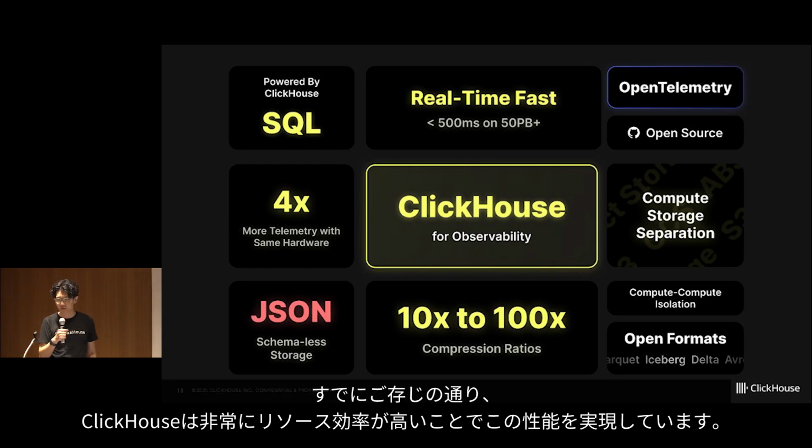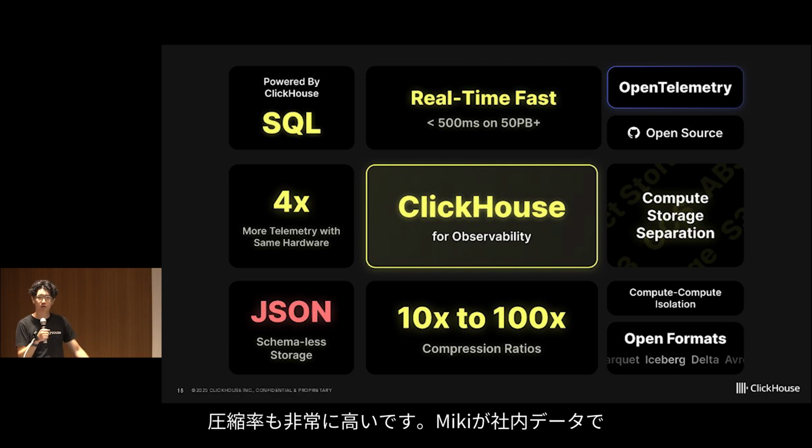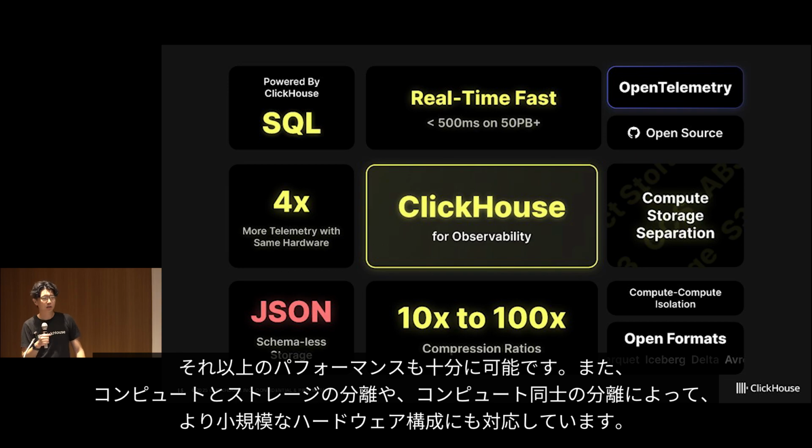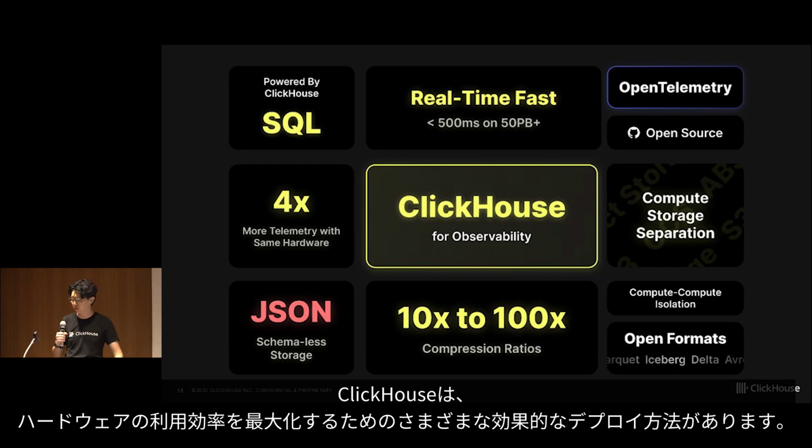We've heard about this already. It does this by being really resource efficient with high compression ratios. I think Mike showed the 7x or 15x compression ratio on the data that we see internally. It could be much higher than that as well. We also allow for smaller hardware footprints with compute storage separation and compute separation. So there are a lot of different ways of deploying ClickHouse that are a lot more efficient in utilizing your hardware.